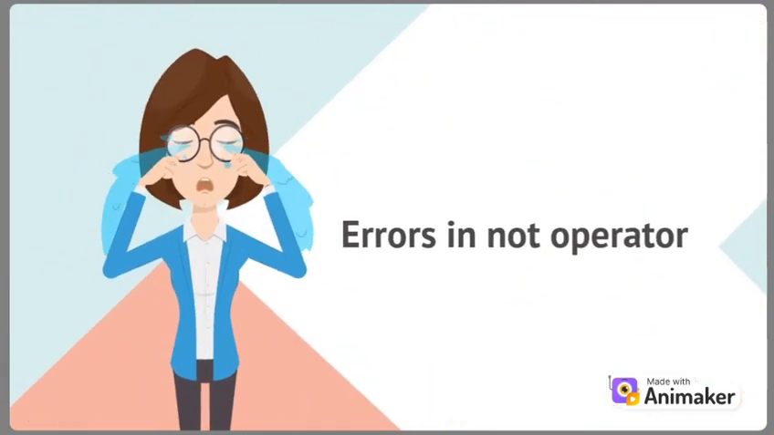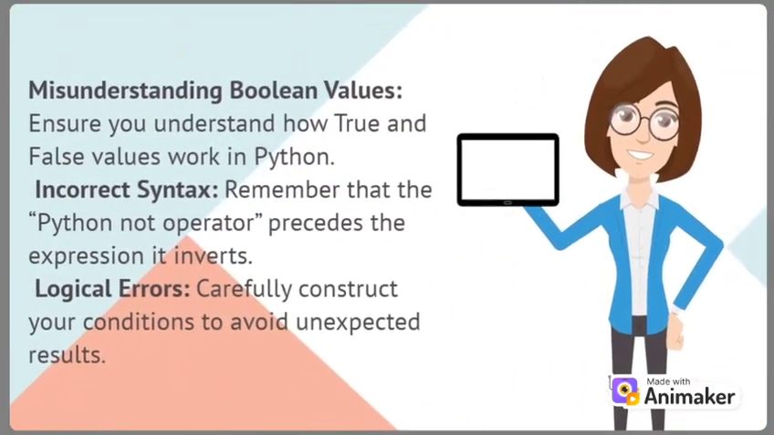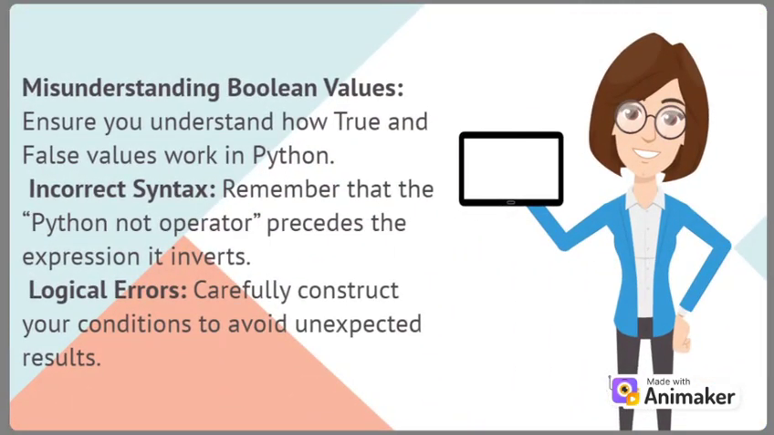Now we discuss common errors that occur with the NOT operator. When using the Python NOT operator, beginners might make some common mistakes. Here are a few to watch out for. Misunderstanding Boolean values. Ensure you understand how true and false values work in Python. Incorrect syntax. Remember that the Python NOT operator precedes the expression it inverts. Logical errors. Carefully construct your conditions to avoid unexpected results.